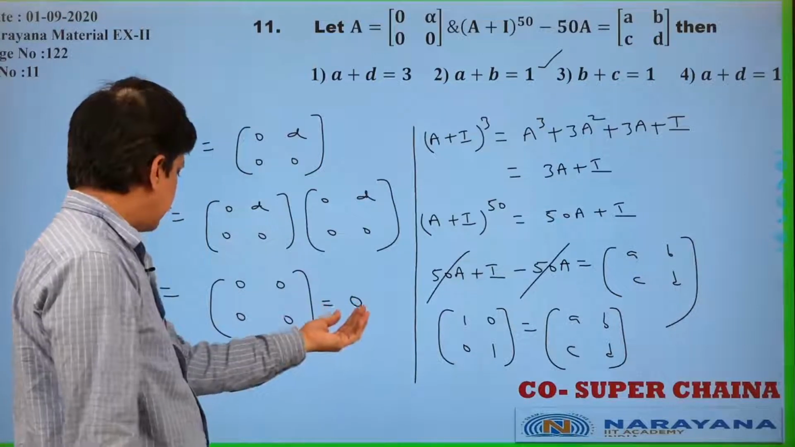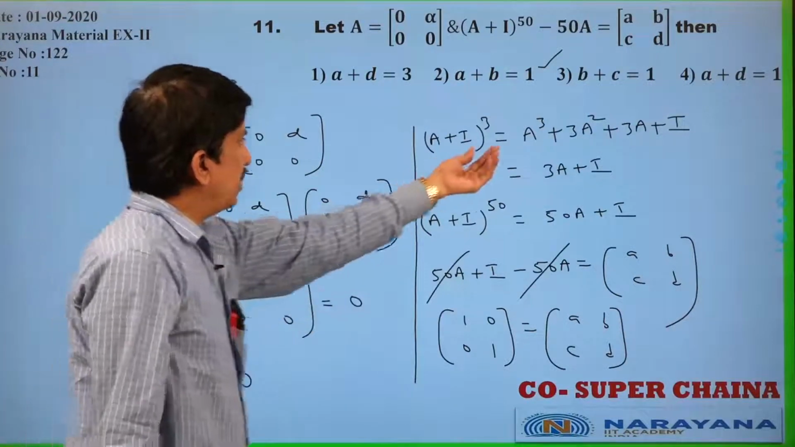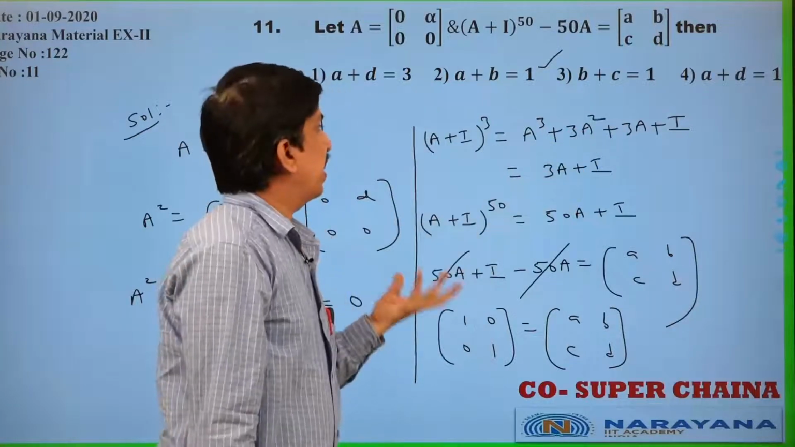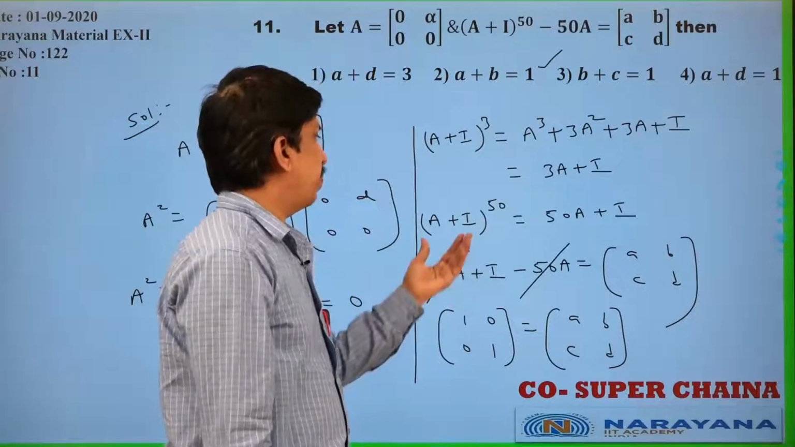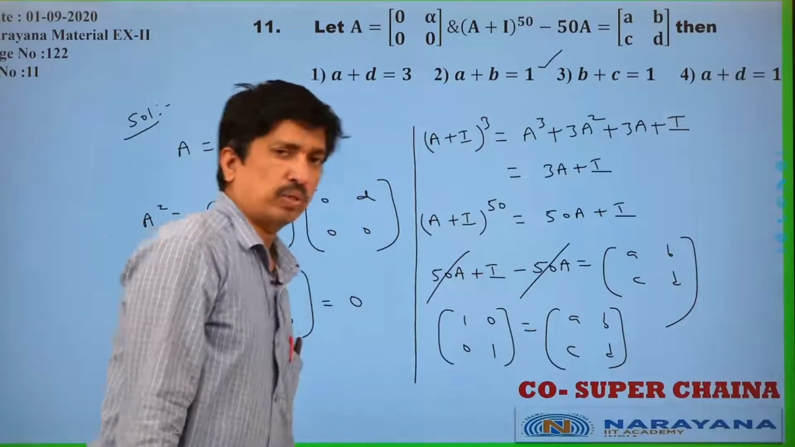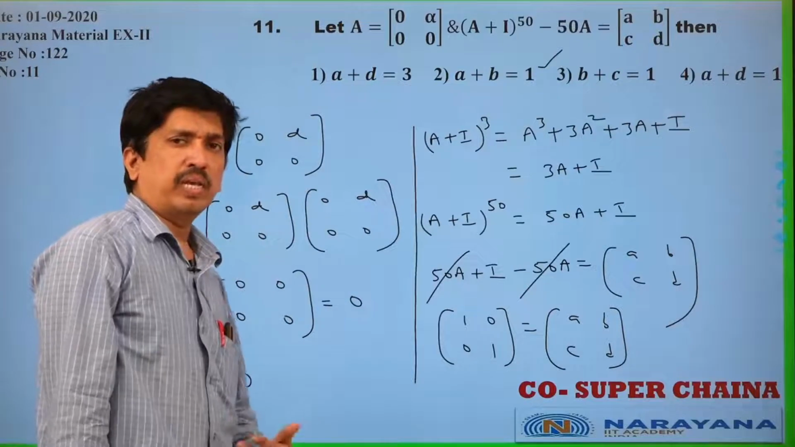This is a null matrix. We got 0, 0. 0 means A cube is 0, 3A square is 0. We got 3A plus I. (A plus I) whole cube is equal to 3A plus I. (A plus I) whole power 50 equal to 50A plus I. By that we solved the question only. Is it clear? Let us move to the next question.